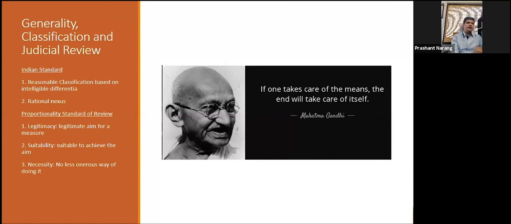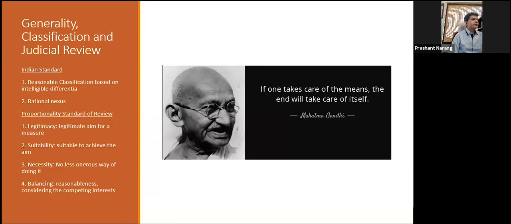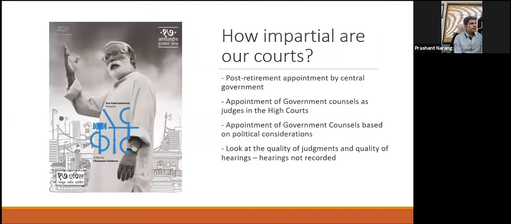Third is necessity. You have to show that amongst the available alternatives, there is no other less onerous or less restrictive alternative. And the fourth is balancing. Balancing would mean how you balance competing interests. Let's say trade and environment. How do you balance trade and environment? On all these four, you can scrutinize the regulation or the law, whether this law is valid or not, right? So the Indian standard, I would say, is much more limited, but the proportionality standard is much wider.